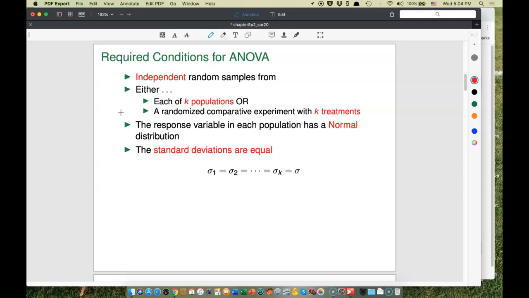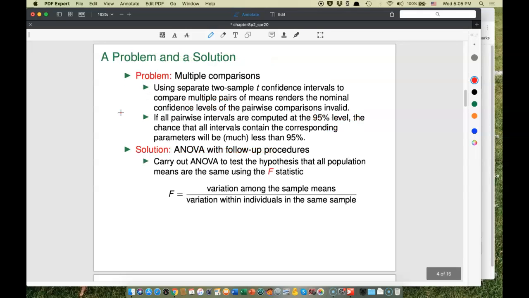So just to review, we've got these required conditions for ANOVA: independent samples, normal, each of k populations, or it might be a randomized comparative experiment. The response variable in each population is a normal distribution, and the standard deviations are indeed equal, or at least we cannot assume that they're not equal.